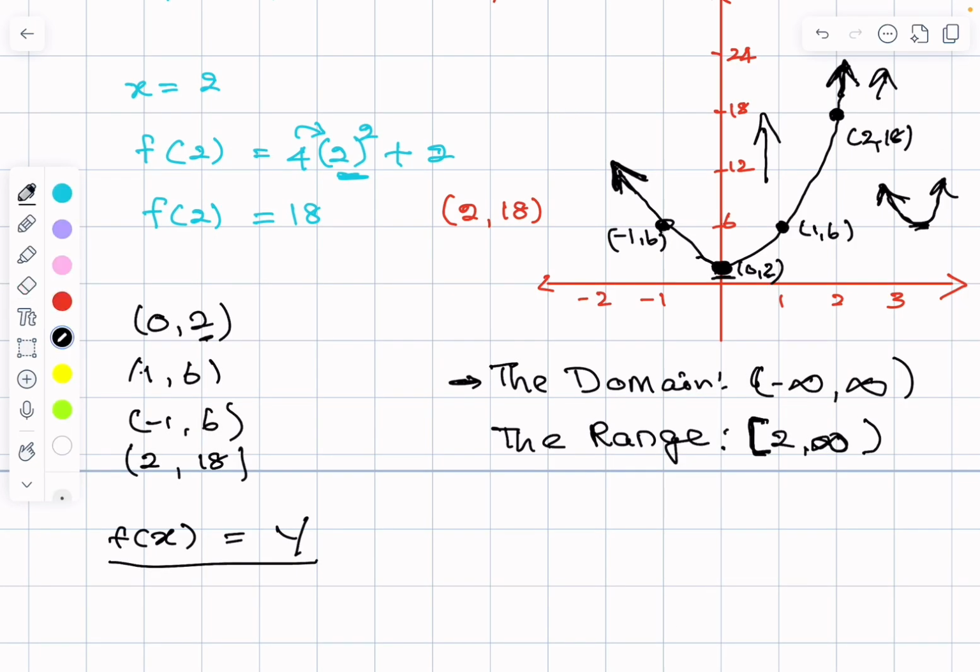So I hope this helps you understand how to evaluate a function and how to find its domain and range.